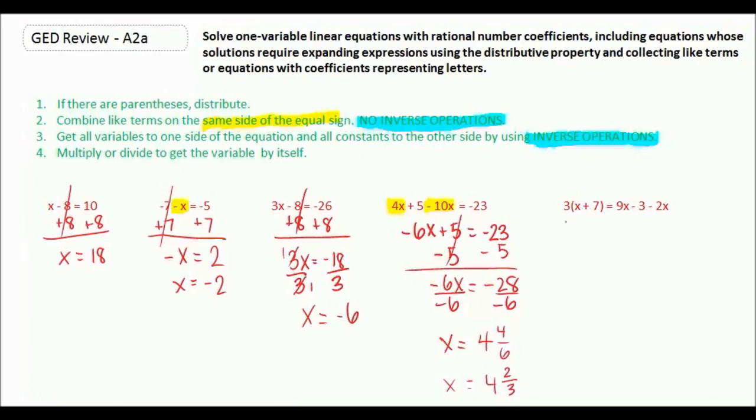And in our last example on the page, we need to simplify both sides of our equation. Over here, we need to distribute. And on the right-hand side, we need to combine like terms. So 3 times x is 3x. 3 times 7 is 21. On the other side, 9x minus 2x is 7x. And we have our minus 3.